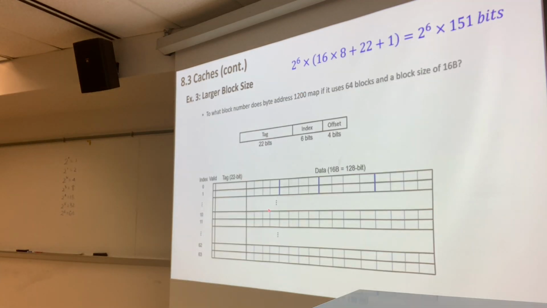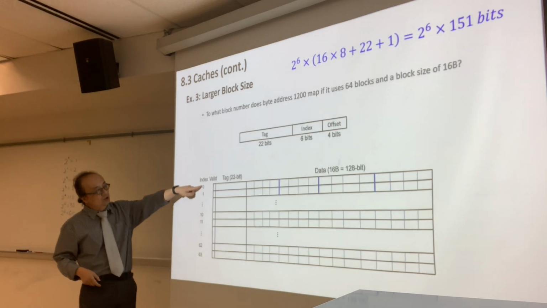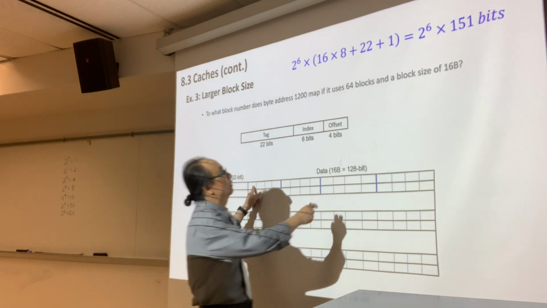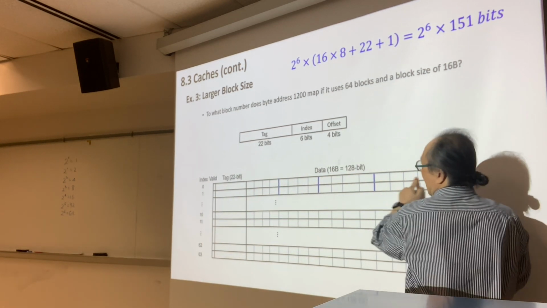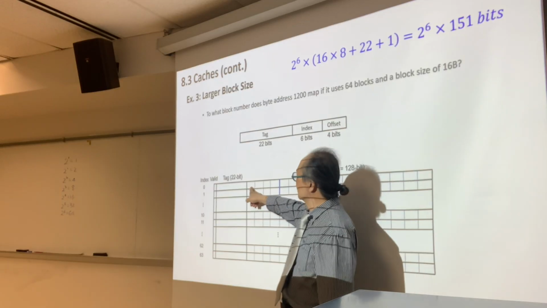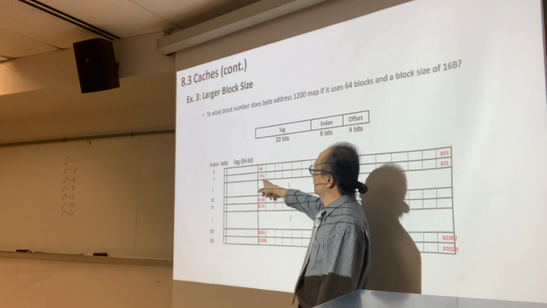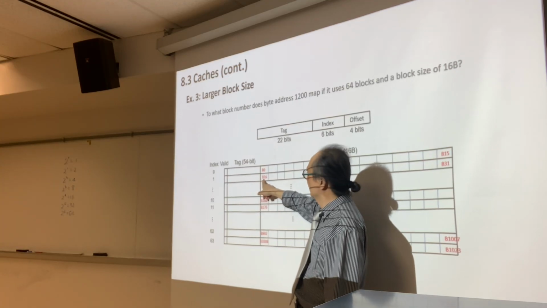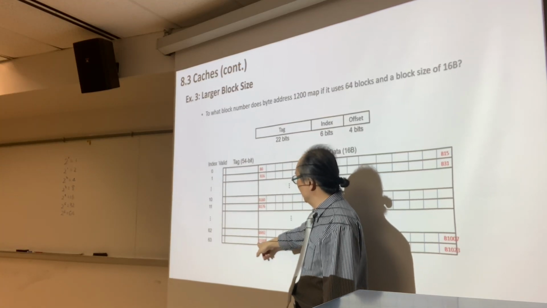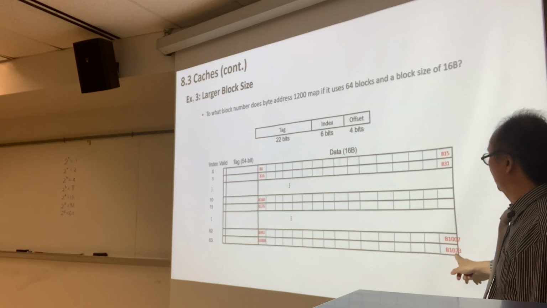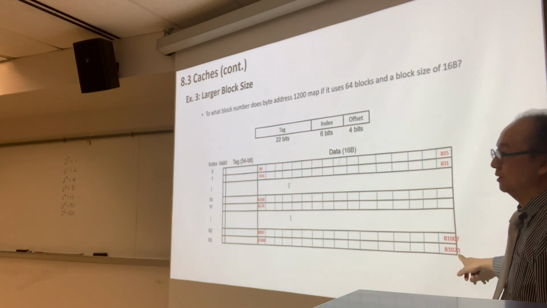That's what it is. So now we have this diagram. The blocks go from 0 to 64, and each block has 16 bytes. So this is byte address 0, byte address 1, 2, 3. And this is byte address 16, and all the way down to byte address 1008, and then byte address 1023. That's the end of it.